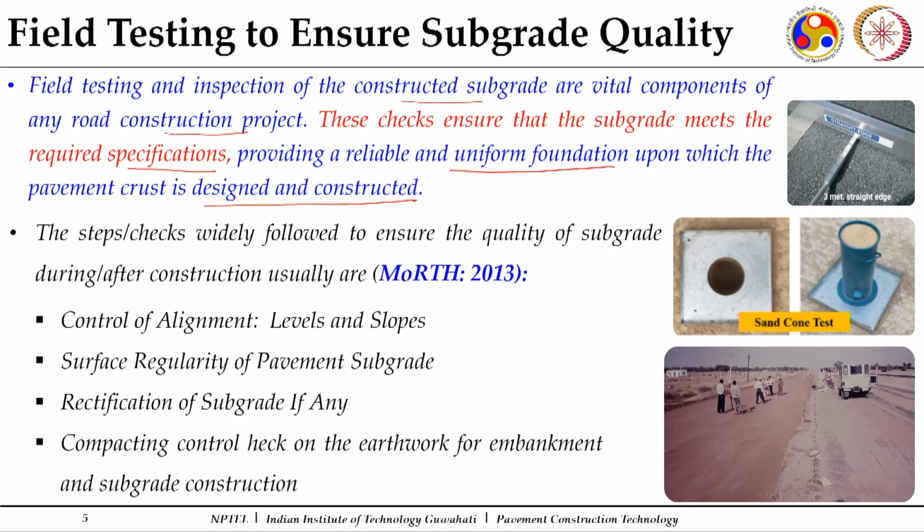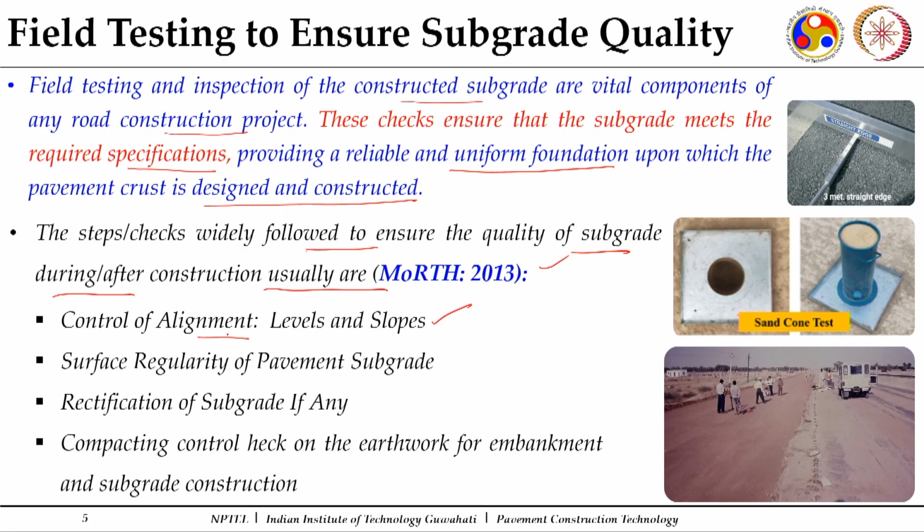Now, there are certain checks which need to be followed to ensure the quality of the subgrade after construction as per the MORTH guidelines, which says that you need to ensure the control of the alignment, that is levels and slopes: what should be the level of your bottom of subgrade, how many layers of subgrade you are putting up, what should be the compacted thickness of each layer, and what should be the cross profile of that particular layer. So, that needs to be ensured through the alignment which is available with you or through the drawings.